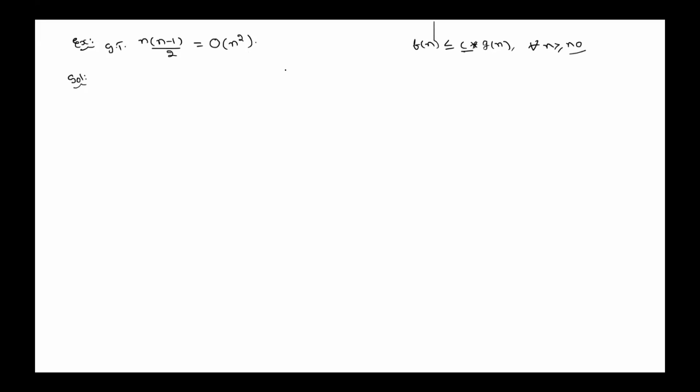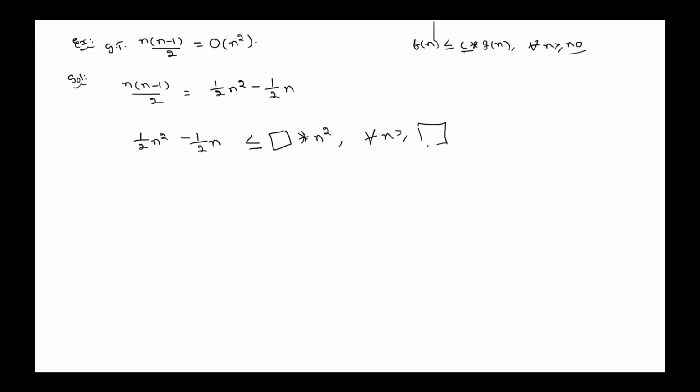So now n into n minus 1 by 2 is the same as 1 by 2 into n square minus 1 by 2 into n. Is that okay? So 1 by 2 into n square minus 1 by 2 into n should be less than or equal to some constant into n square for all n greater than or equal to some constant. Here we can take C equals half easily, because we are subtracting something here. So our job is easier in this case.